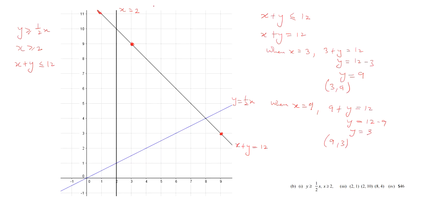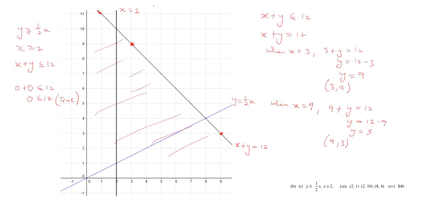So we need to choose a test point. Now I like to choose 0, 0 as a test point. So let's substitute 0, 0 into the inequality. So 0 plus 0 is less than or equal to 12. So 0 is less than or equal to 12. So this is true, right? So before I do anything else, I know chances are I have to shade this region here, right?